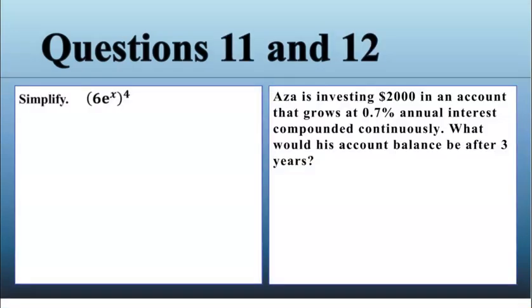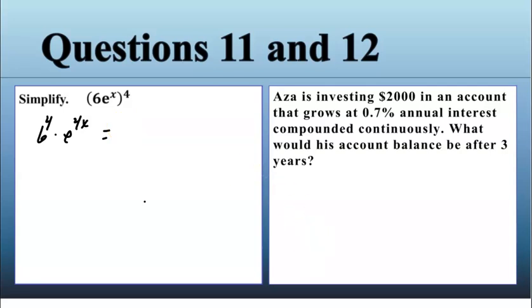Question 11. Simplify here. So we're just going to be using our rules of exponents. So I have to raise everything to the 4th power. So that means 6 to the 4th power, and then times e to the 4 times x power.